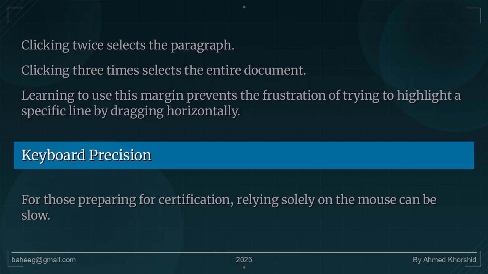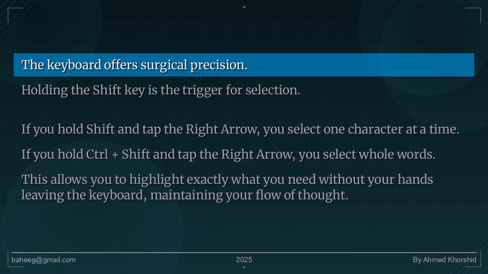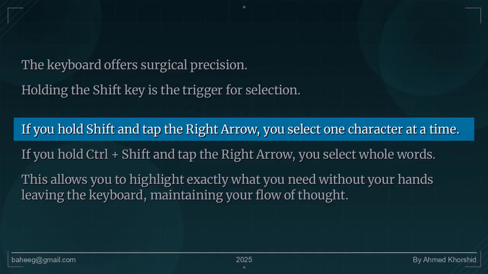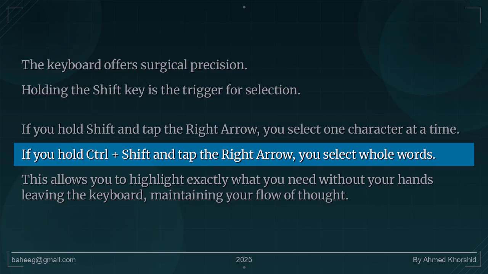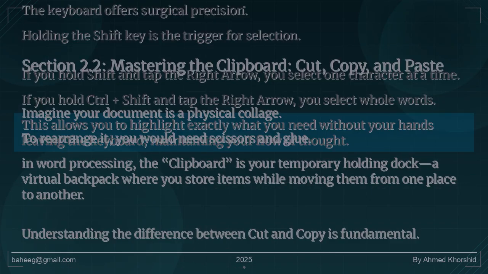Keyboard precision. For those preparing for certification, relying solely on the mouse can be slow. The keyboard offers surgical precision. Holding the Shift key is the trigger for selection. If you hold Shift and tap the right arrow, you select one character at a time. If you hold Ctrl+Shift and tap the right arrow, you select whole words. This allows you to highlight exactly what you need without your hands leaving the keyboard, maintaining your flow of thought.